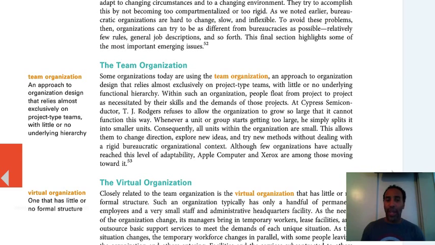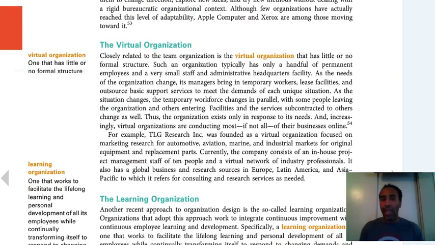Virtual organization is one that has little or no formal structure, right? Especially with people that telecommute. A lot of times they don't have that type of structure unless you set a meeting, say let's all Skype in and go into a video conference here, but they have little or no formal structure.